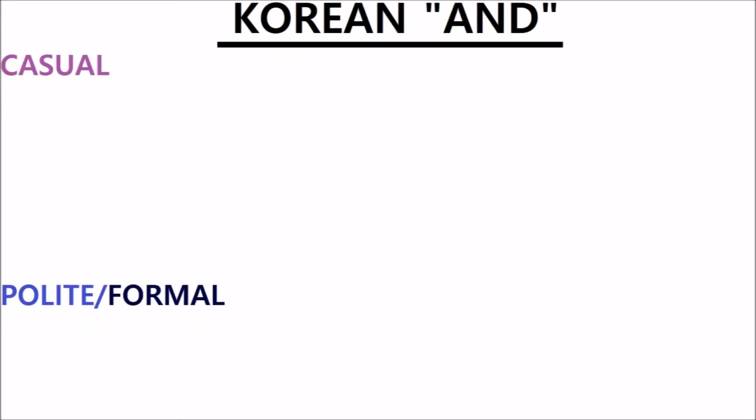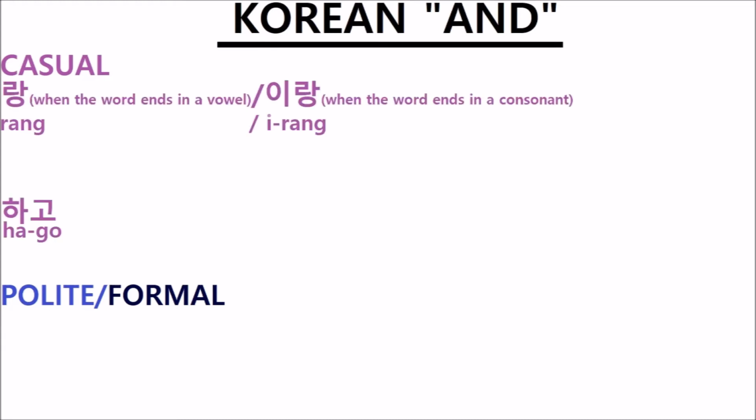Like many words in Korean, and has a casual version and a polite/formal version. Actually, there are two casual versions. 하고 and 랑 if the previous word ends in a vowel, and 이랑 if the previous word ends in a consonant. The 랑/이랑 version is the extra casual version. And you use both of these versions as suffixes.